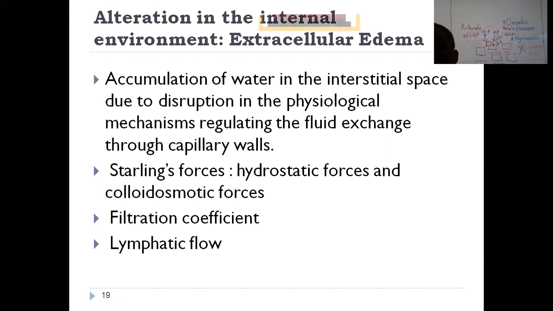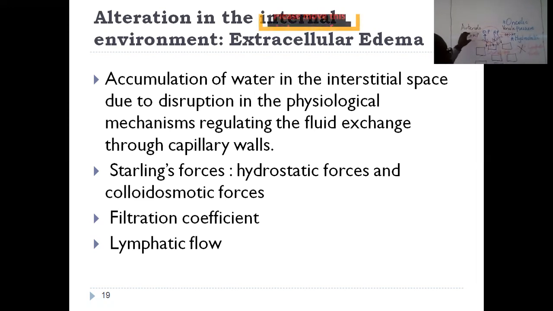So this is evident in people who have elephantiasis. I don't know whether you've heard about elephantiasis. The Filaria worms that are responsible for causing elephantiasis basically attack the lymphatic vessels in that area. And as a result, the patient will have non-pitting kind of edema. Now, I hope you have understood the mechanism of how extracellular edema comes about.